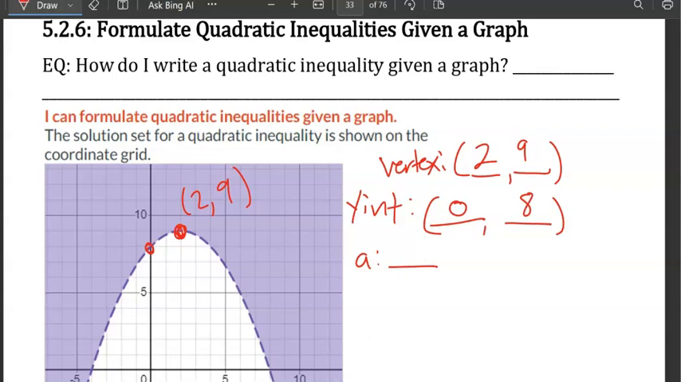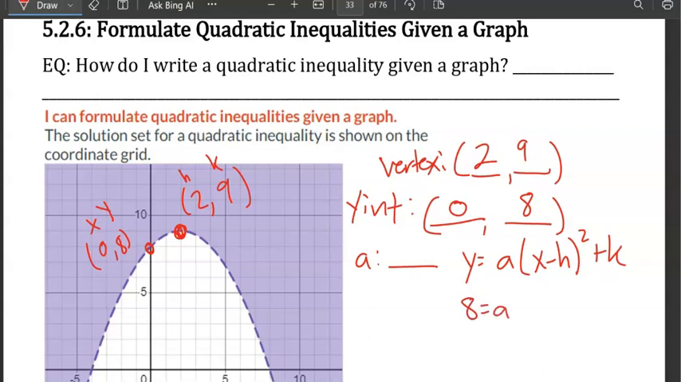And then to find A, we're going to plug these points into this formula. y equals A(x minus h) squared plus k. The 2 is the h, the 9 is the k. The 0 is the x, and the 8 is the y for this formula. Let's plug them in. We have 8 equals A times (0 minus 2) squared plus 9. Solve for A. Subtract 9 from each side.